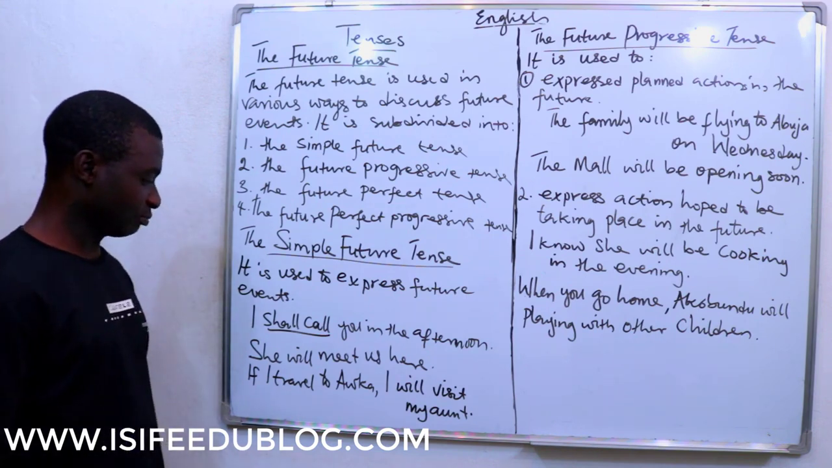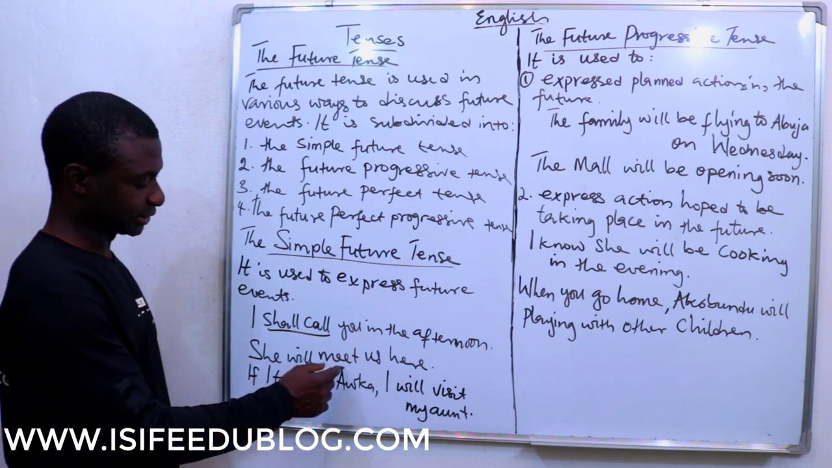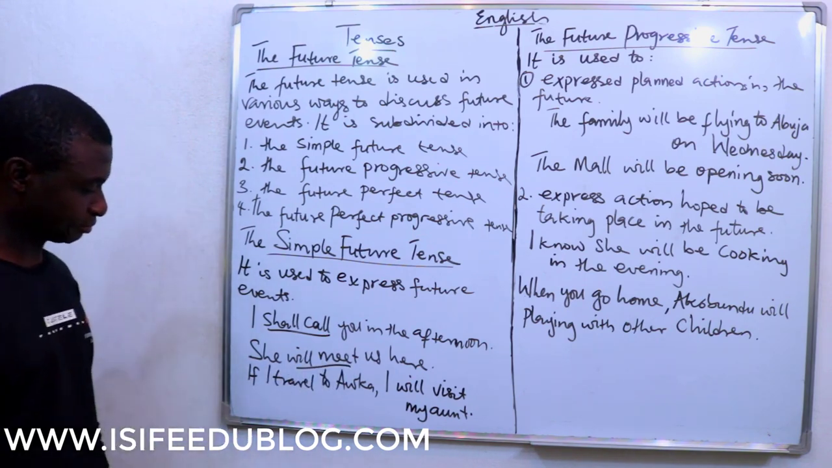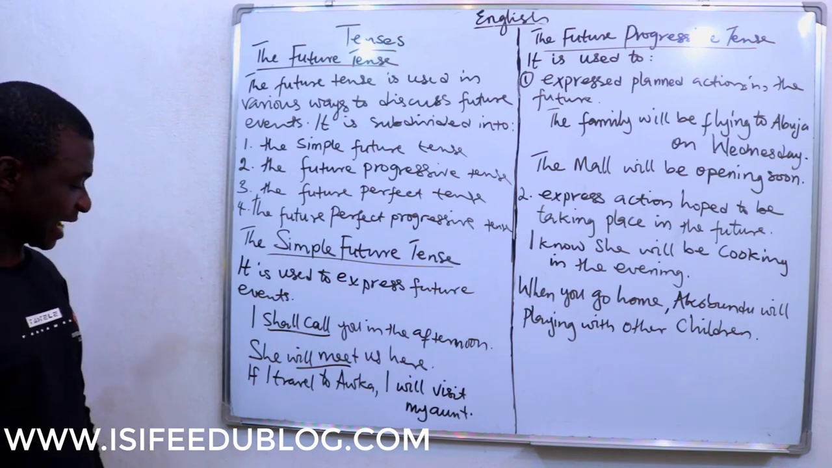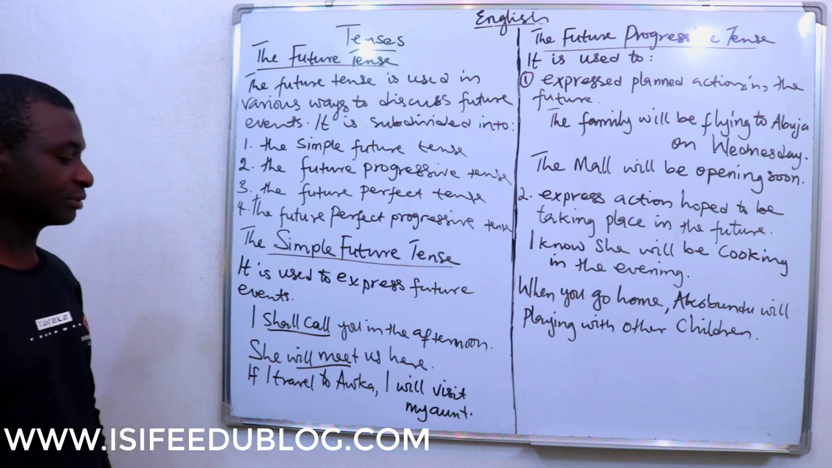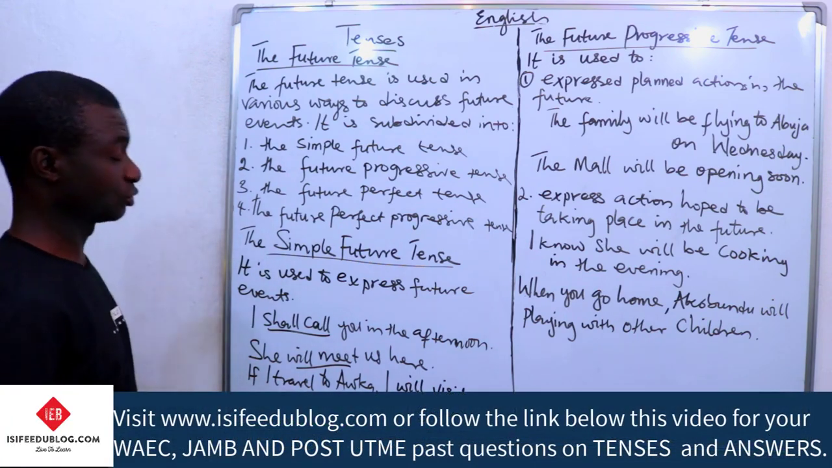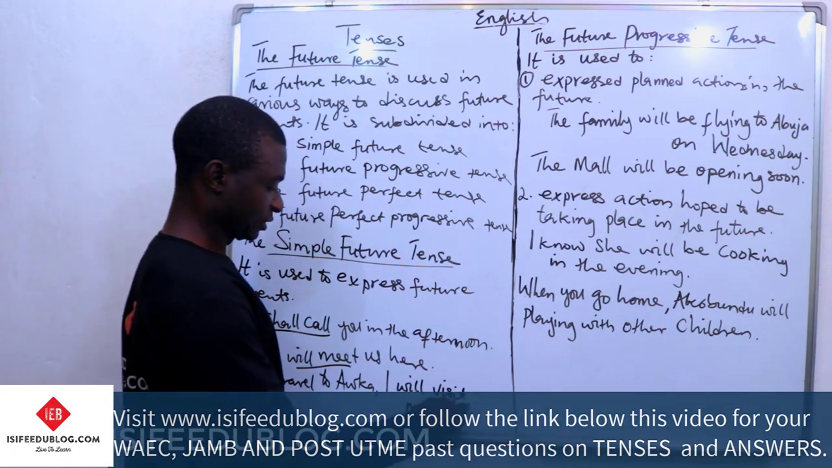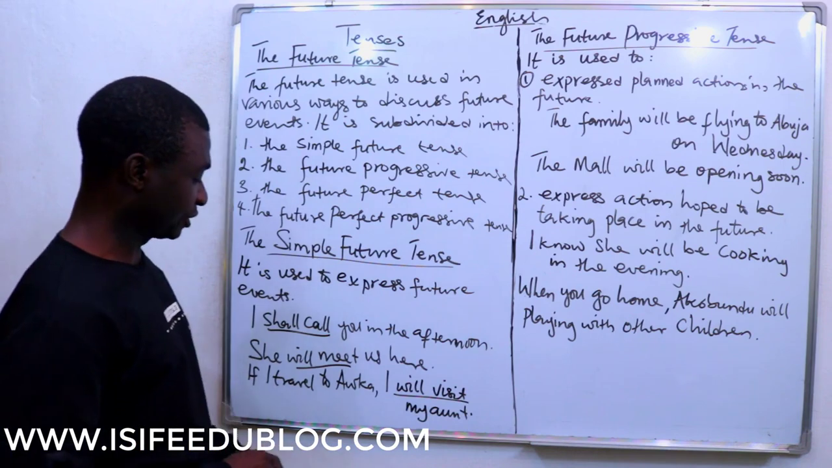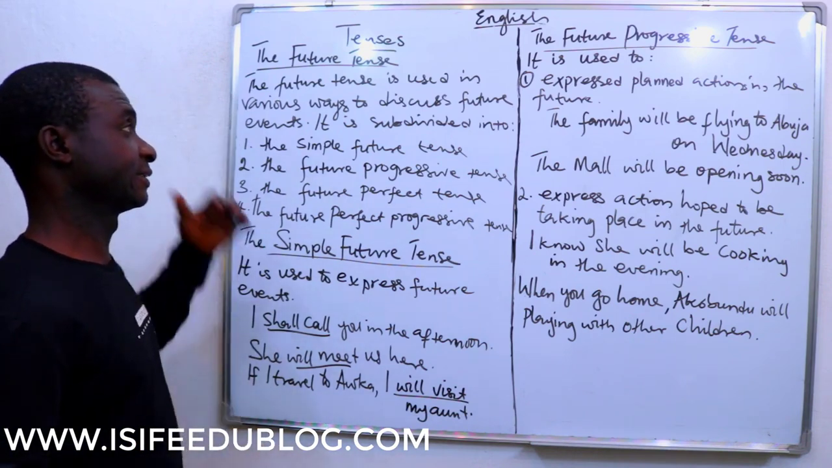Alright. She will meet us here. If I travel to Awka, I will visit my aunt. So these are ways of using the simple future tense.